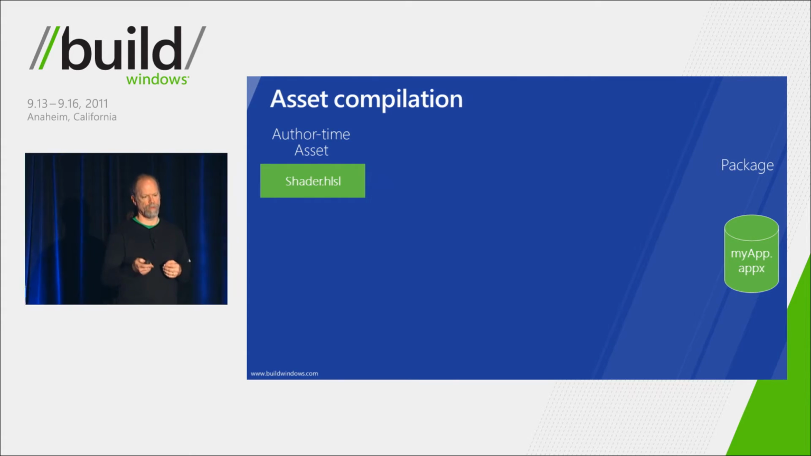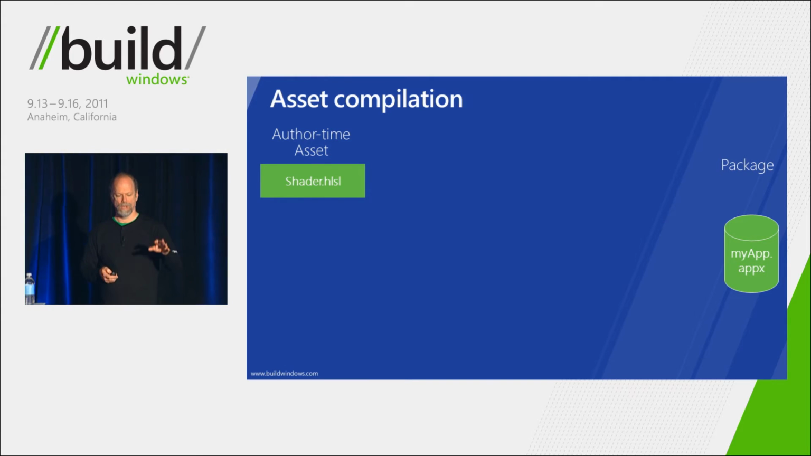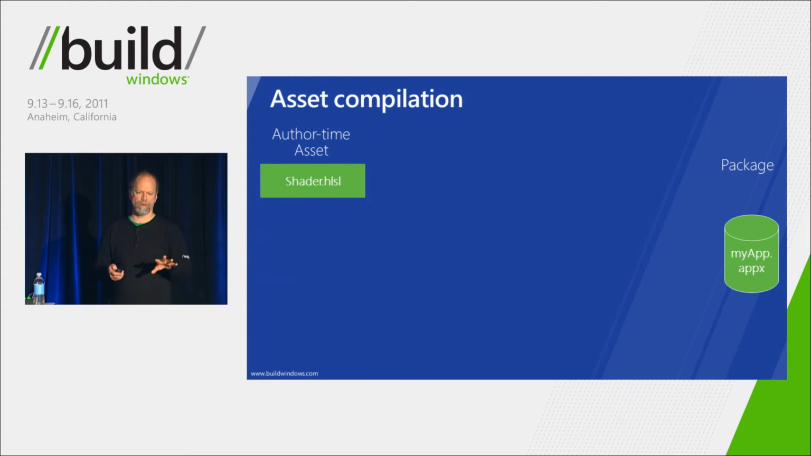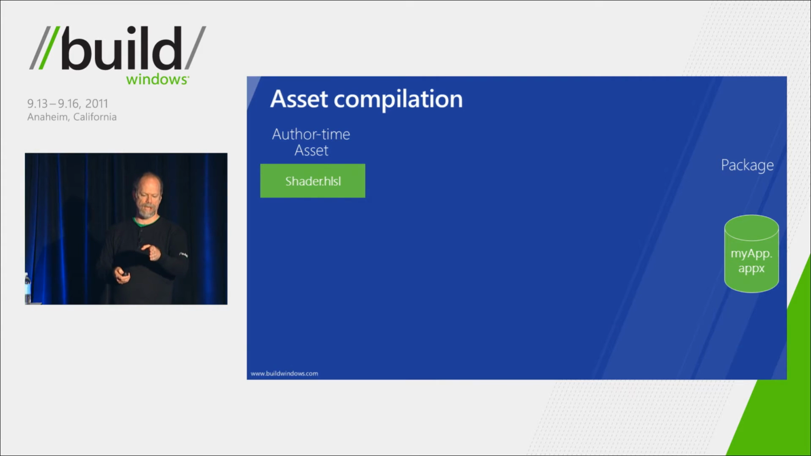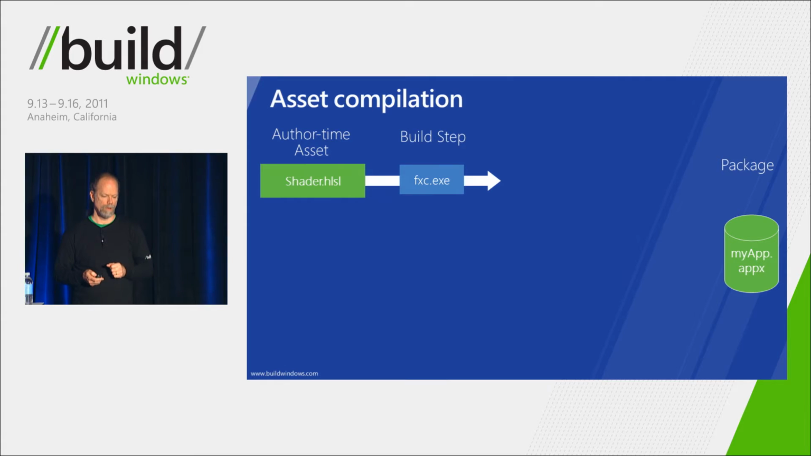So I'm going to run through a couple other asset media types. You can add your own. This is just the way some of our samples are set up. You have an author time asset that somebody's editing potentially inside the IDE or with Notepad. They're editing their shader, like that pixel shader I showed. How do we get that into the package in a very efficient way that the game or other application can load immediately with no progress bar for the user?